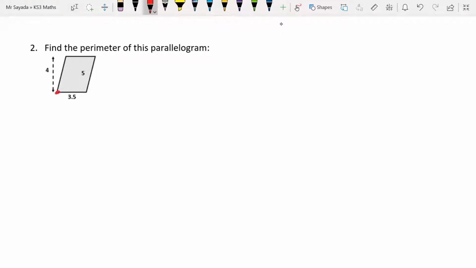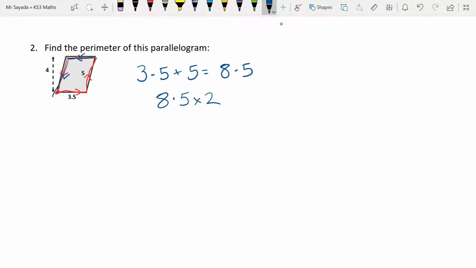Let's start here. If we go around one by one, we have 3.5 plus 5, and we have another 3.5 and another 5. So to go all the way around the shape, we have 3.5 plus 5, which is 8.5, and then we do it again. We then have another 3.5 and another 5. So we do 8.5 times 2. What is 8.5 times 2? Work it out and say your answer to the video. You should have said 17. Again, we don't know if it's centimeters, millimeters, or whatever, so we're just going to call it units.